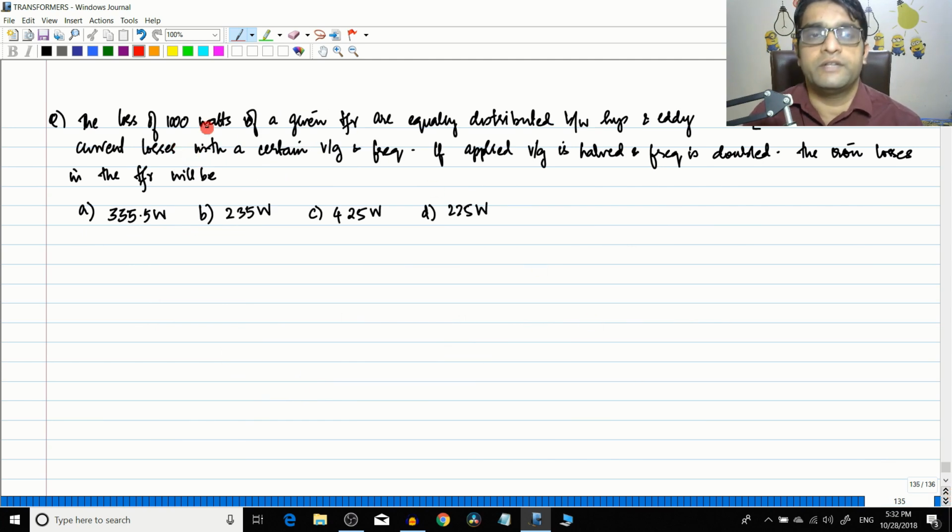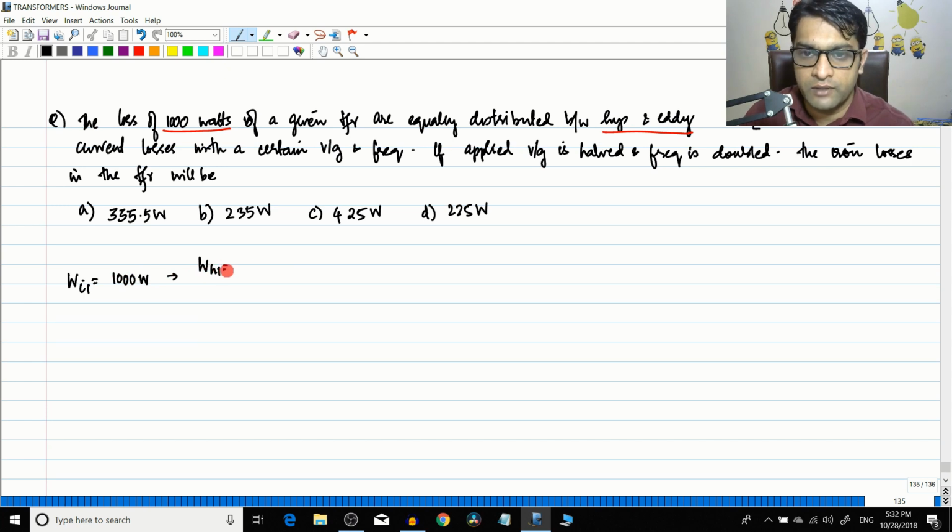Now the next problem also is a simple problem. The loss of 1000 watts of a given transformer is equally distributed between the hysteresis and the eddy current loss. What they are telling is that when Wi1 is equal to 1000 watts, this 1000 watts is equally distributed between the hysteresis loss and the eddy current loss.